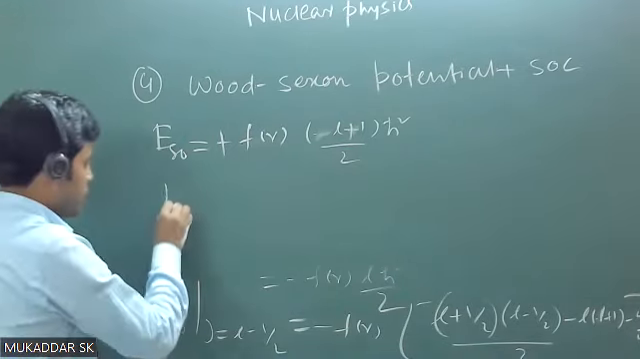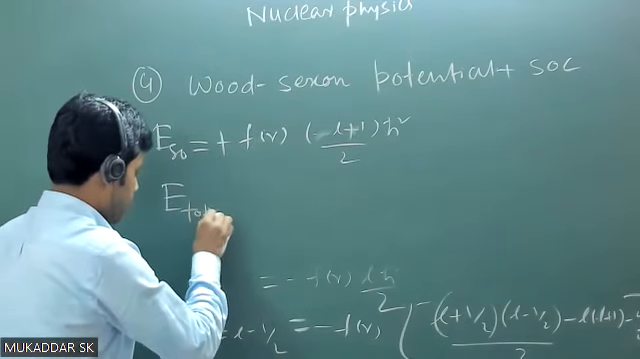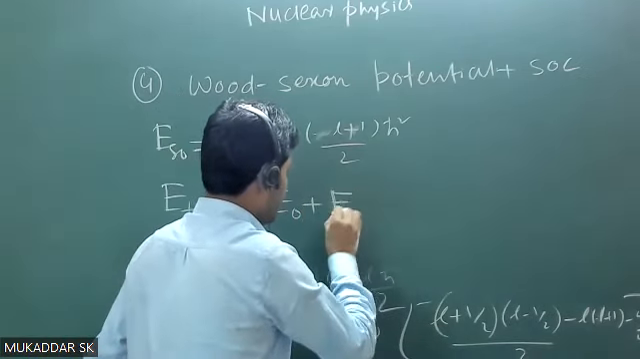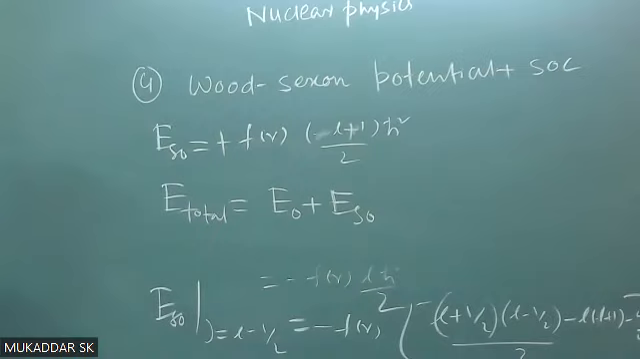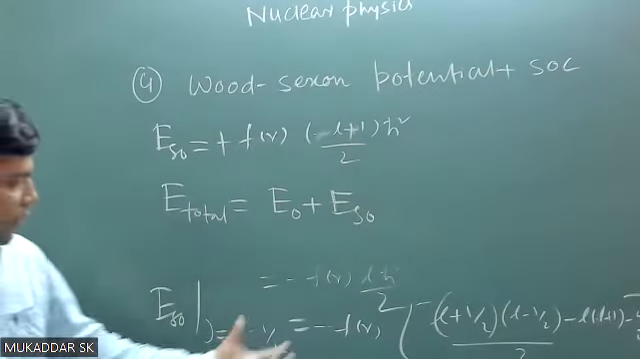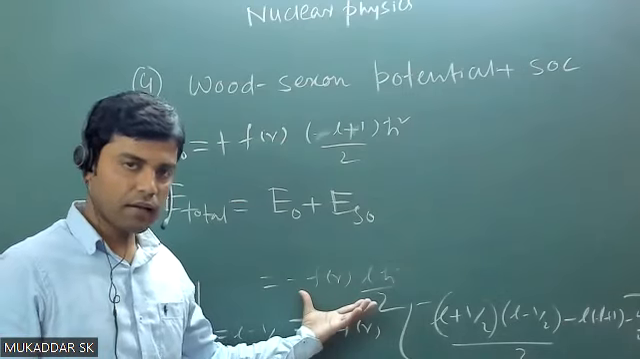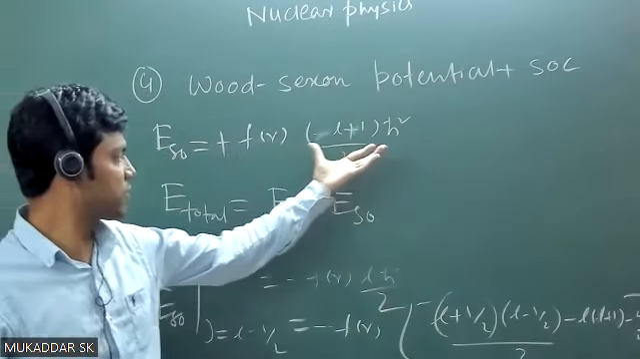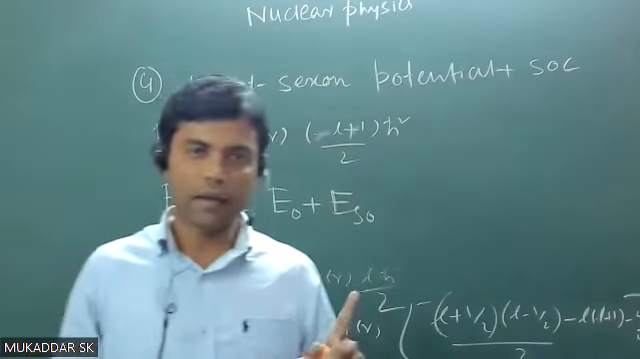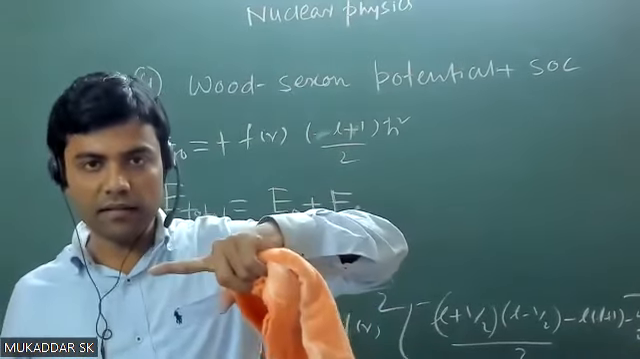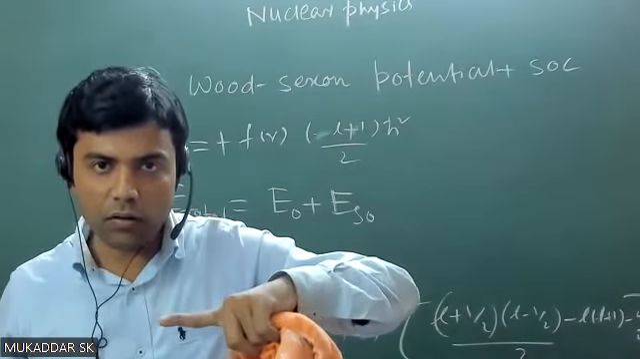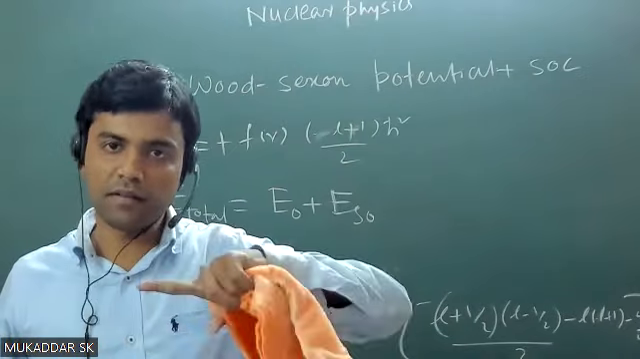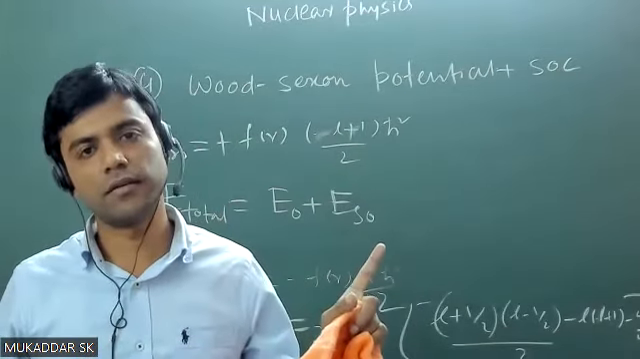So now the total energy of a system will be your unperturbed energy, E naught, and then you have a perturbed energy ESO. And that perturbed energy can take two values. One is minus FR LH cross square by 2, and another is plus FR LH cross square by 2. It means for any L state other than L equals to 0, every state will be split into two different states.